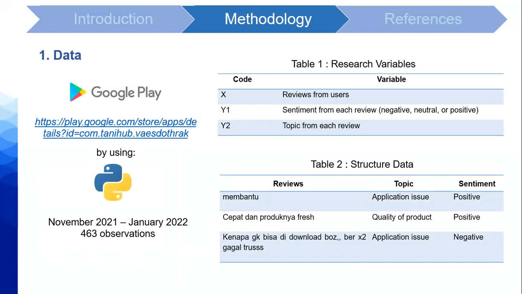This research used a dataset from scraping results by Python. The dataset comes from users' reviews of the Tanihub application in Google Play Store, and the period of data is from November 2021 until January 2022 with 463 observations. Table 1 shows the research variables. X is reviews from users, Y1 is sentiment from each review, Y2 is topic from each review. Table 2 shows the structure of data or a sample of data.